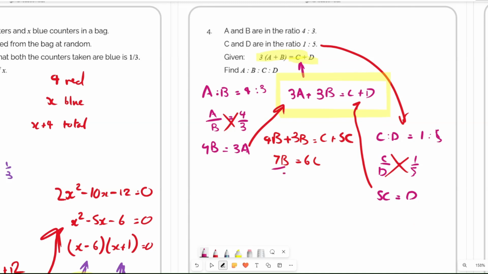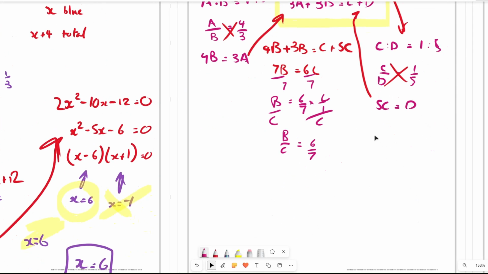I'm going to divide everything by 7 here, so we get b by itself. b equals 6 over 7 times c over 1. I'm writing it like that just to make it extra clear that we're going to be dividing by c on this side, and we're going to end up with b over c equals 6 over 7, right? We can now put this back into a ratio. So b to c as a ratio equals 6 to 7.